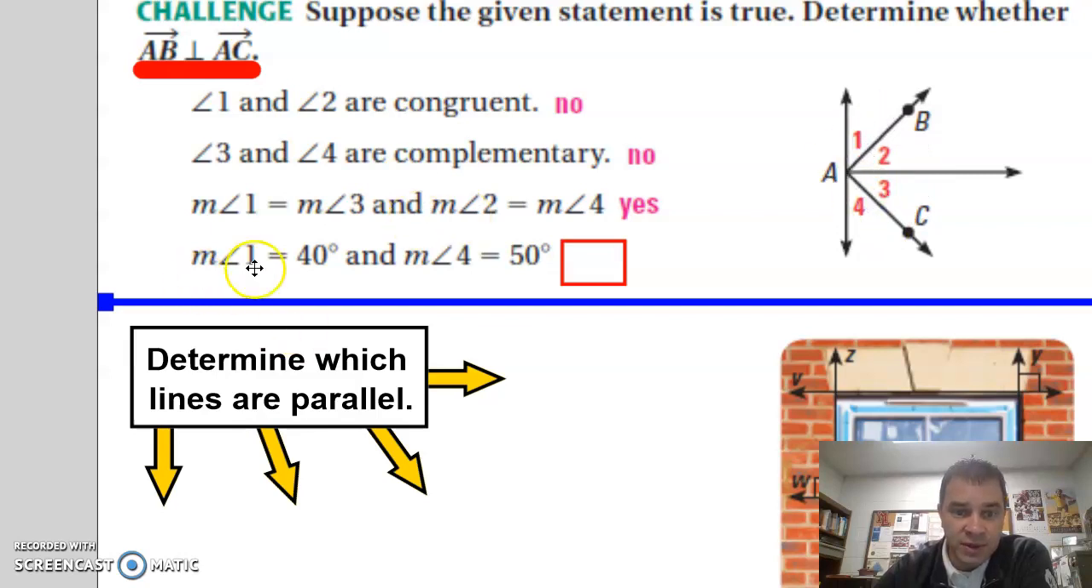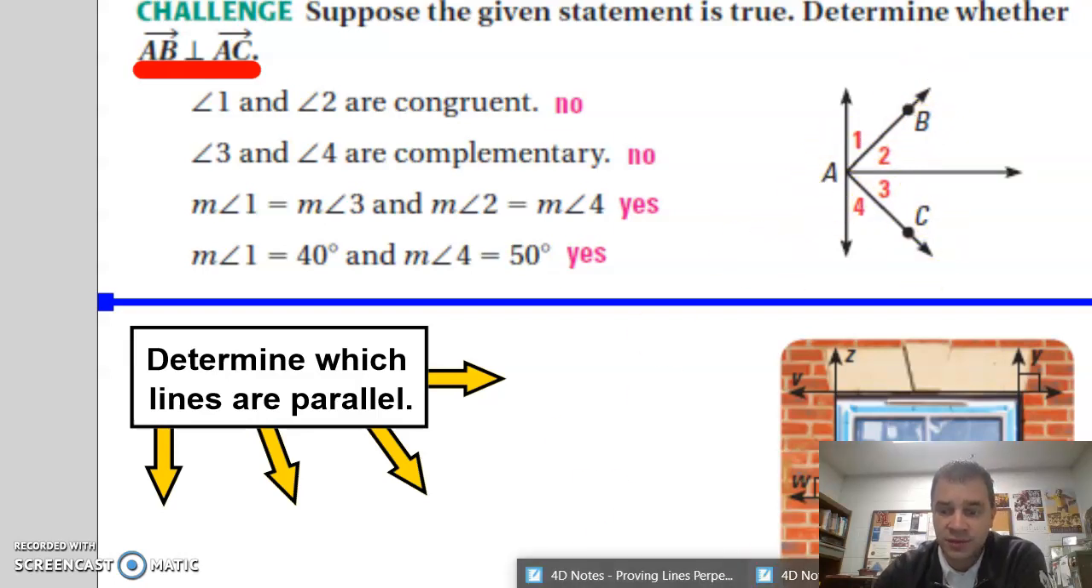And then finally, the last one. What if angle 1 is 40 degrees up here, and angle 4 is 50 degrees? That's kind of similar to what we just saw. Altogether, 1 and 4 add up to 90. That would leave us with the remaining 90 degrees in here, and so we would say that perpendicular lines are formed. Okay, so a couple different types of analysis.